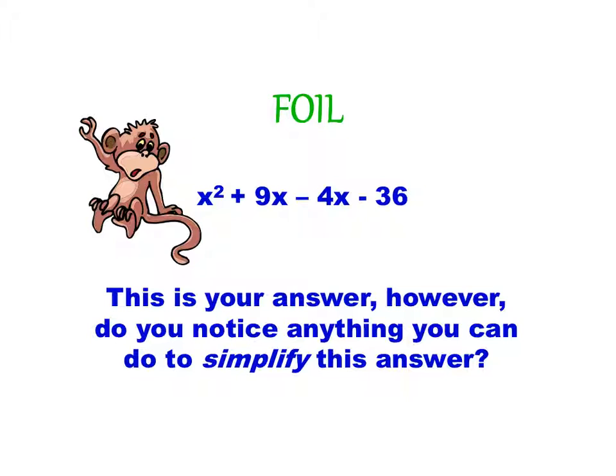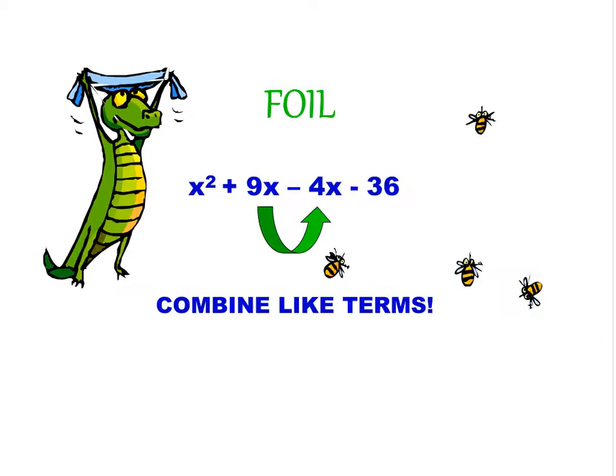All right, now this is your answer, but if you'll notice, you have two terms with x, and each base can only appear once for a polynomial to be simplified. So we combine those two terms. When we combine those two terms, we get x squared. Both terms have an x. Do the math with the numbers in the front. 9 minus 4 is 5, positive 5, and then we bring down our 36.